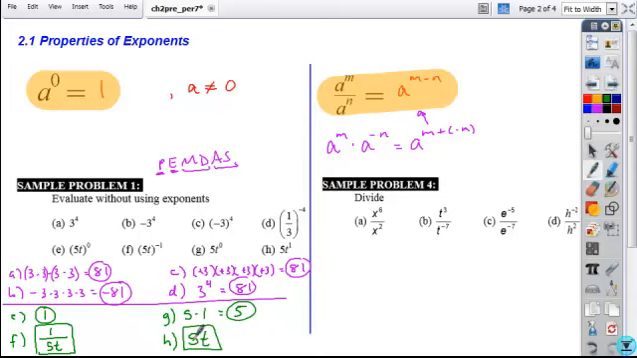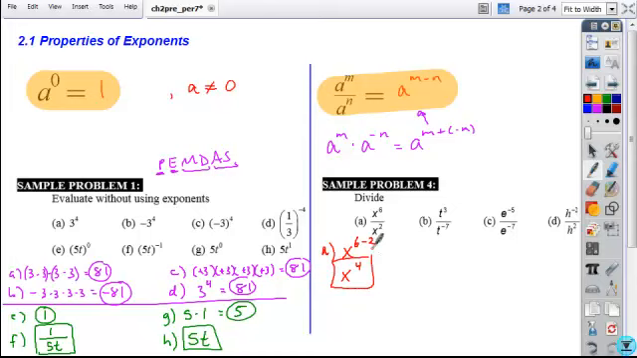Right, if we look at sample problem number 4. Okay, when you're dividing exponents with the same base, you could use the property exactly as it's interpreted. We notice a common base, so we can write that common base and subtract powers. So 6 minus 2 leaves us with x to the 4th. So you could apply the properties exactly as it's written.